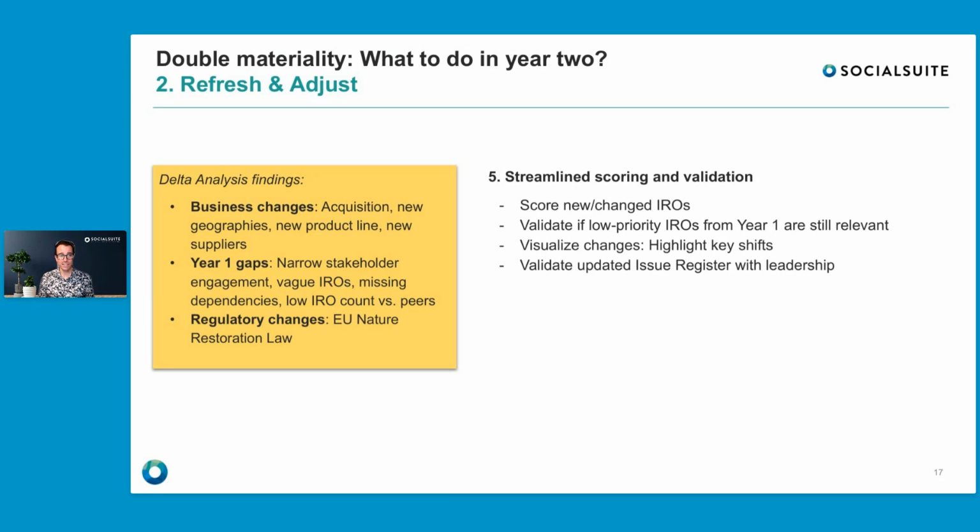So in that exercise in which you add IROs, you also might have flagged IROs for various reasons. You're visualizing the key changes: some new IROs, some updated ones, some ones that you just want to check internally with some of your key stakeholders, whether they are still relevant or if scores need to be changed. And with that, you have an updated issue register and you want to validate that with the team again.